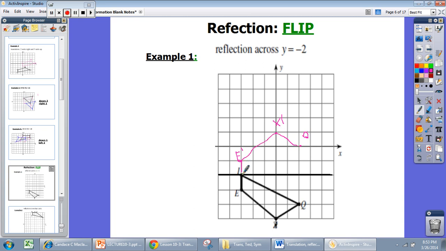Looks a little funky. Ooh, like a Pac-Man. Yeah, give it an eye. Okay, anyway. Let's do the next one.